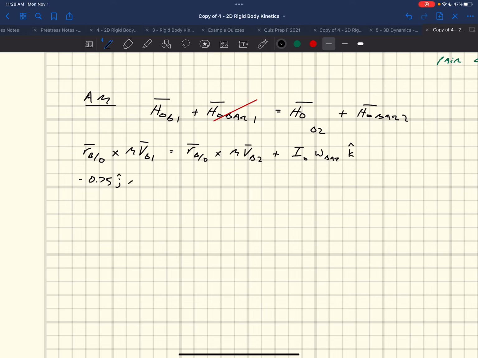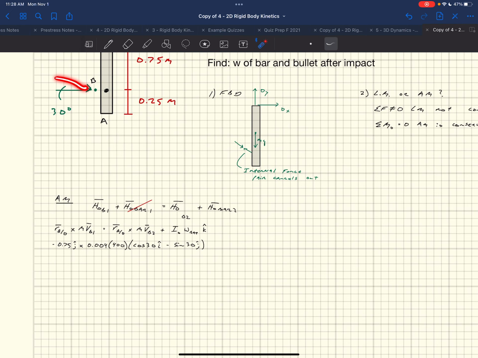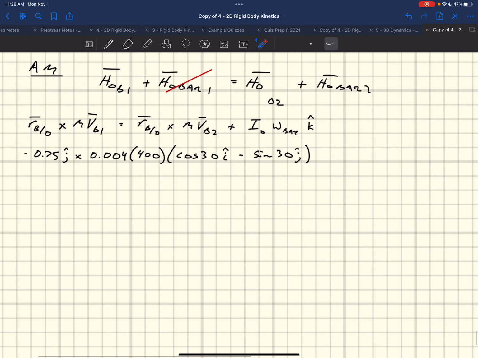In the J direction, and I cross it with my mass, which is 0.004. That's the mass of the bullet, and it's traveling at 400 meters per second, but the direction is cosine 30 in the I minus sine 30 in the J. Right, because it's coming in at an angle, so it has an X component and a Y component. That angle there is 30. 400 is the magnitude, and then the cosine 30 and sine 30 are the direction in the two directions. Okay?